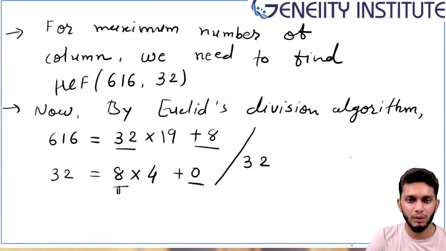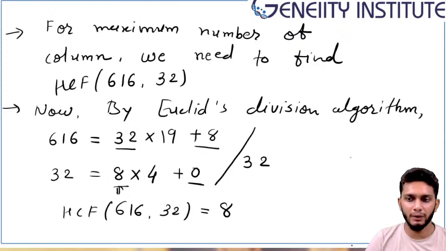At that time, HCF of 616 and 32 is equals to 8. So 616 and 32 का HCF क्या मिला आपको? 8. Okay everyone? 616 and 32, HCF is 8. Now, based on that, you can say that maximum number of column in March is 8.